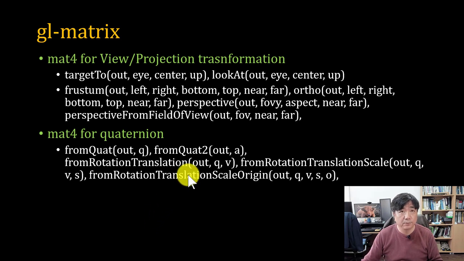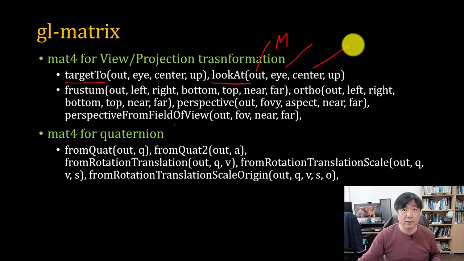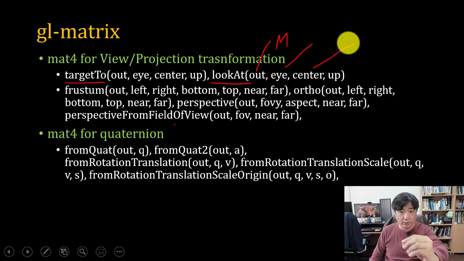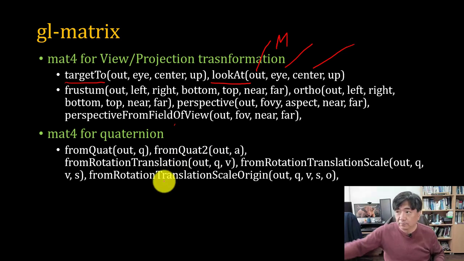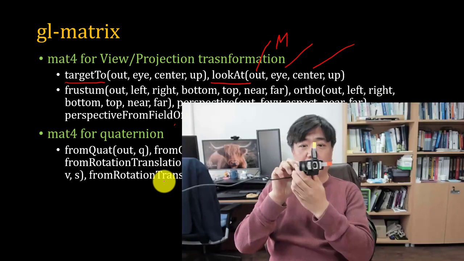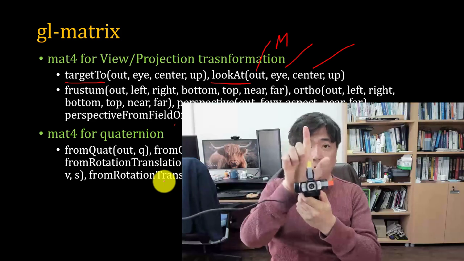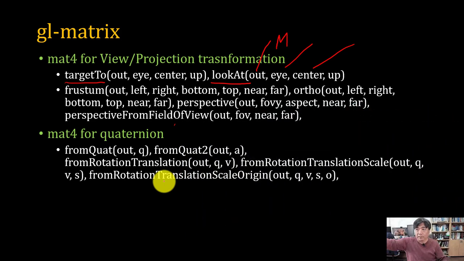There are view and projection transformation matrices in the mat4 module. In view transformation, there are two functions, targetTo and lookAt. So lookAt and targetTo are very similar functions. In lookAt, the out is, of course, the matrix, and then eye is the position of the eye, and then center is the point I'm looking at, and then up is the up vector. So for example, with this camera, the up vector is in this direction. Okay, up vector. So don't worry about that. In the next class, I will teach the view and projection transformation.